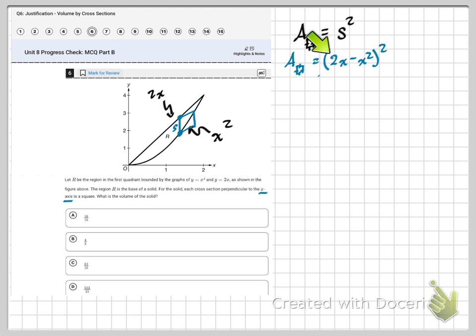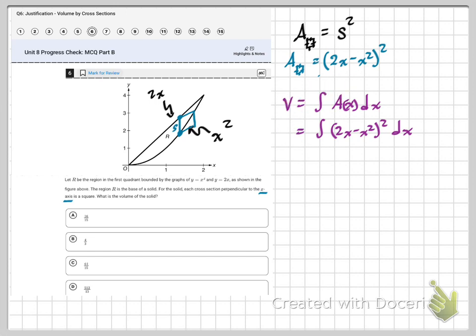And so instead of saying s squared, now I can say (2x minus x squared) squared. And this right here represents the side. So now our area is written in terms of x. Now we can find the volume by integrating that. All right, let's integrate that. Okay, so I plugged the area into my integral.